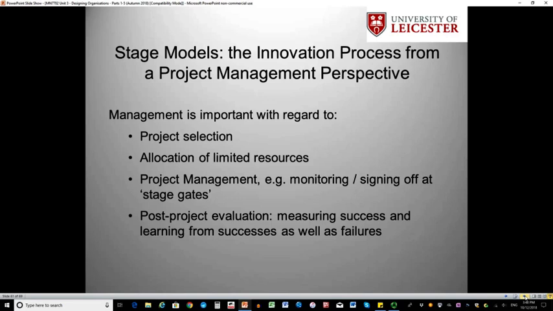And it clearly has an important part to play because managing risk, managing resource, evaluation, monitoring and allocating limited resources, all of these are really important management concerns. So I wouldn't want to dismiss the project management perspective. What I would like to say is that the project management perspective is only one of a number of perspectives that I think are worth us reflecting upon.